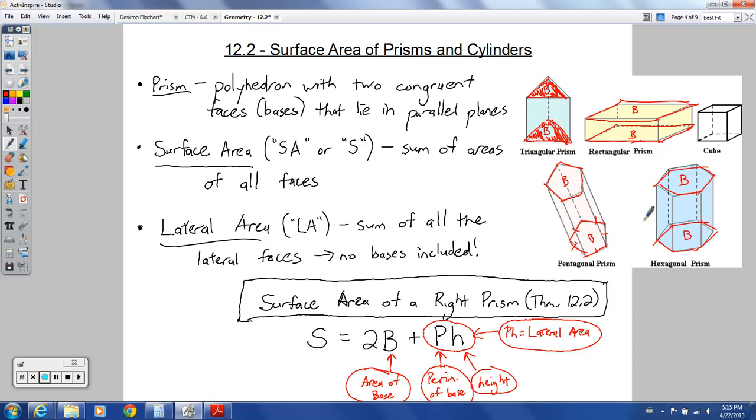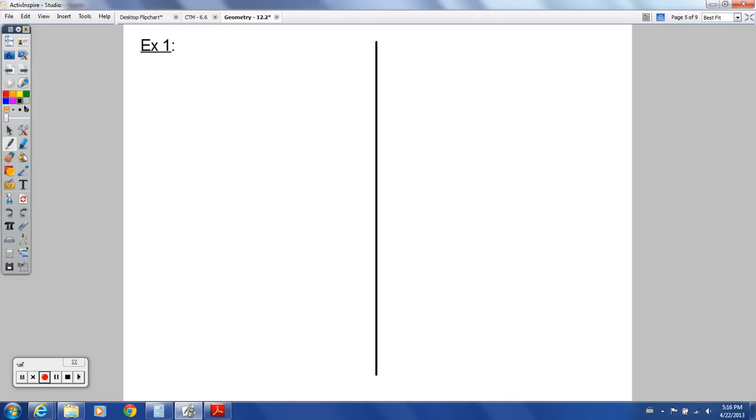They'd be taking all the lateral faces' areas, taking those with pH, putting them all together, and adding them together with 2 times the area of the bases. There's 2 bases, so we do 2 times B instead of just a plain old B. So pH is the lateral area, H is the height, P is the perimeter of the base, B is the area of the base. Moving on from there, let's check out an example.